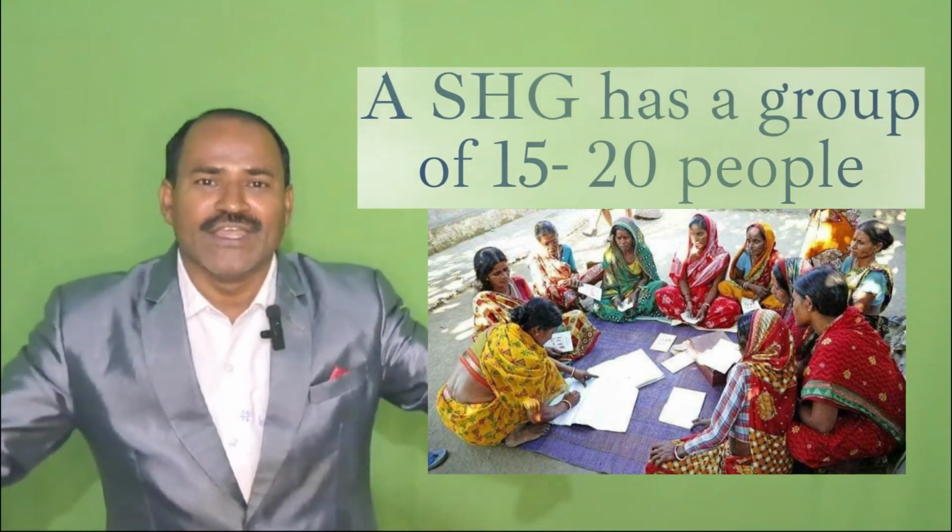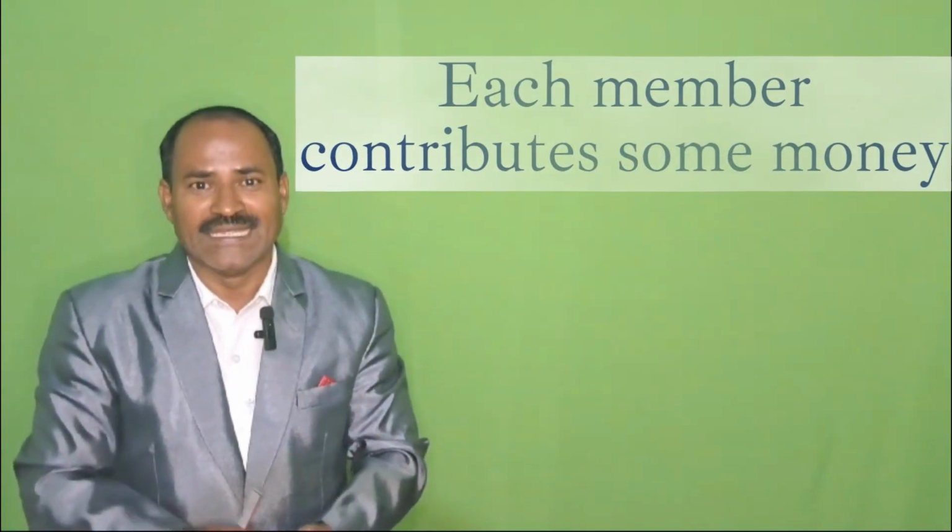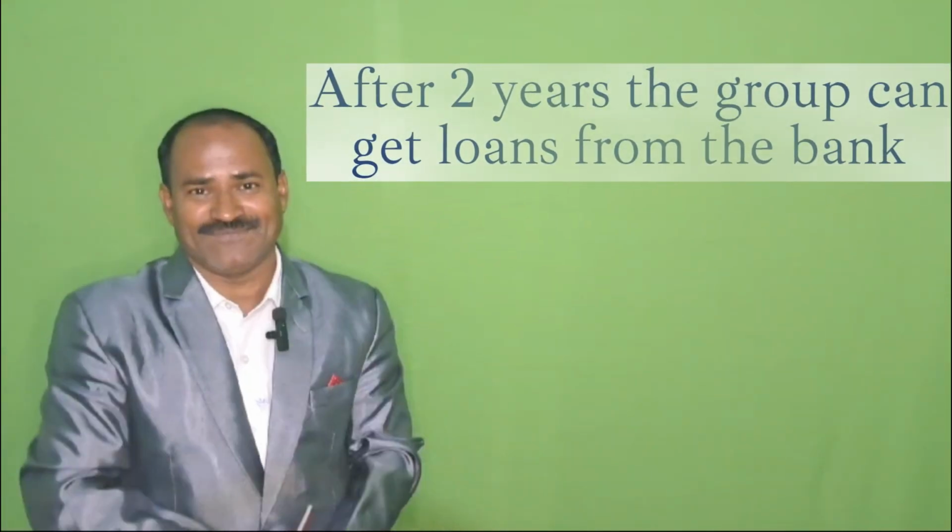Minimum 15 to 20 members in a rural area, where the neighbors join together. The needy people who need a loan start saving money, 25 rupees to 100 rupees. They will collect the money and deposit it in the bank. After 2 years, they may draw a loan from the bank.